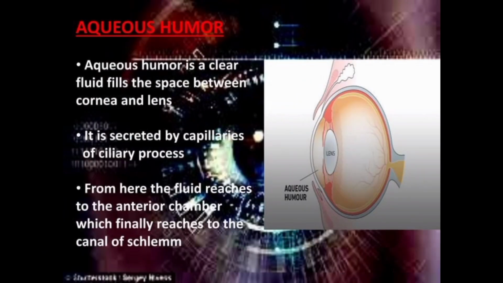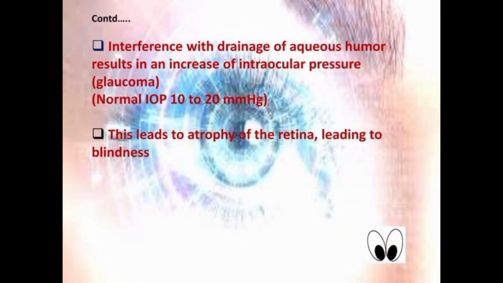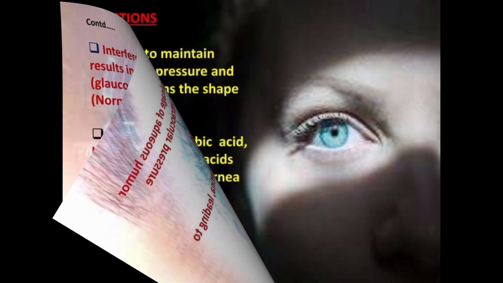Aqueous humor. Aqueous humor is the clear fluid that fills the space between the cornea and lens. It is secreted by capillaries of the ciliary process. From there the fluid reaches the anterior chamber, which finally drains to the canal of Schlemm. Interference with drainage of aqueous humor results in an increase of intraocular pressure, which causes glaucoma. Normal IOP is 10 to 20 mm Hg. This leads to atrophy of the retina leading to blindness.